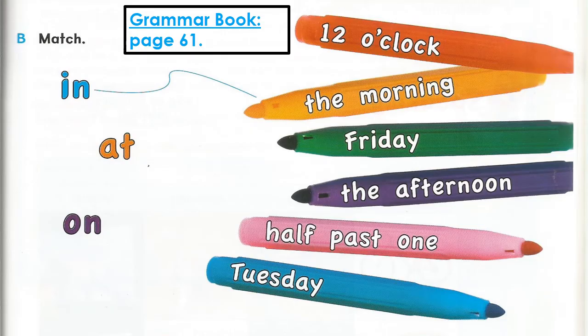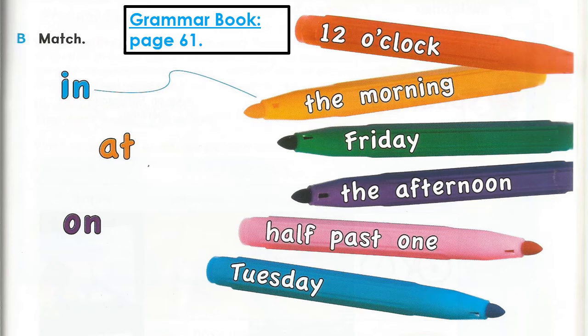We are now in grammar book page 61. Grammar book page 61. Match. We have prepositions of time in, at, and on. And also on these pens we have some words we have to recognize. This word refers to what, and choose the right preposition of time.